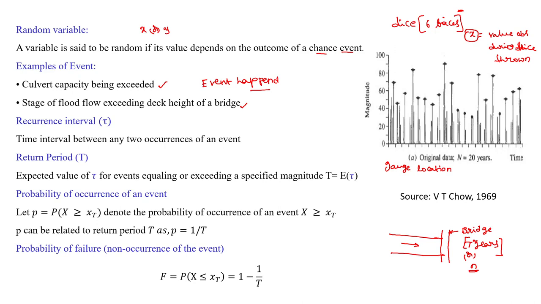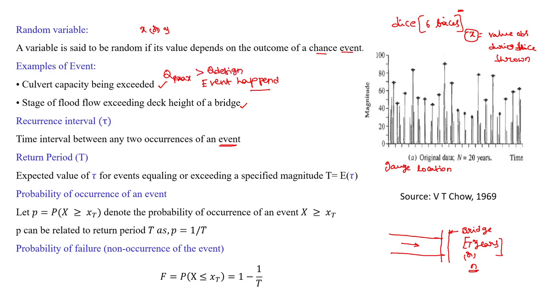Now let's see what the return interval is. Return interval is nothing but the time interval between any two occurrences of an event. So what are our events here? One is that culvert capacity is exceeded, that means discharge maximum, Q max, is greater than Q design.